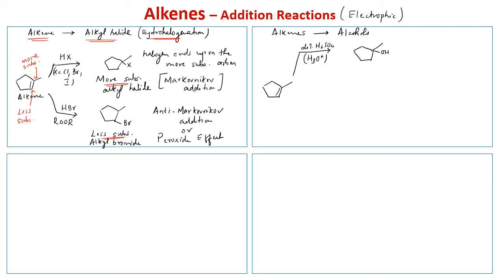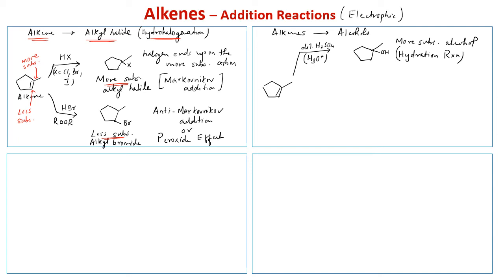Notice how we get the more substituted alcohol as our product. This is a hydration reaction. I meant to say this is the opposite of a dehydration reaction. So this is a hydration reaction. We are adding water to the alkene. Okay, that's the hydration reaction. It gives us the more substituted alcohol.